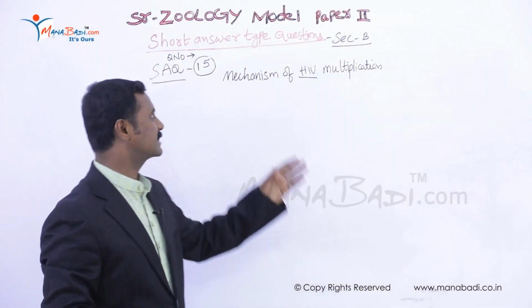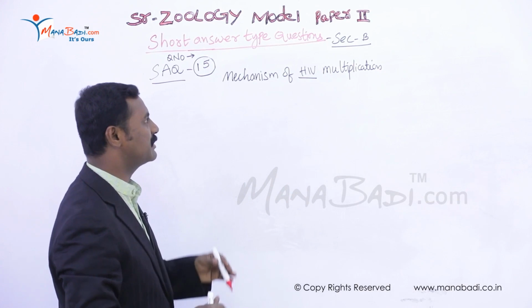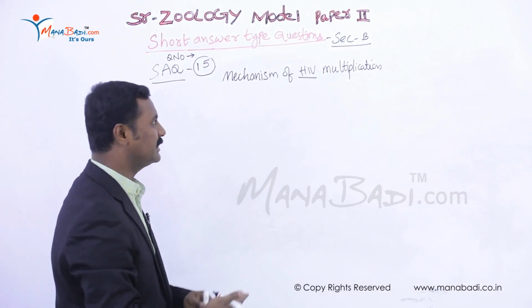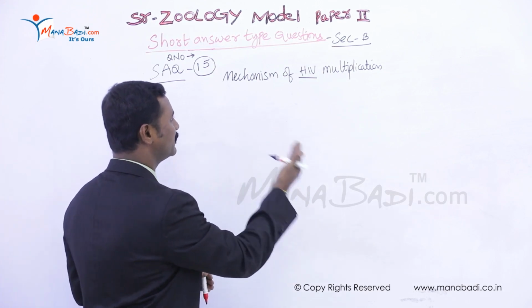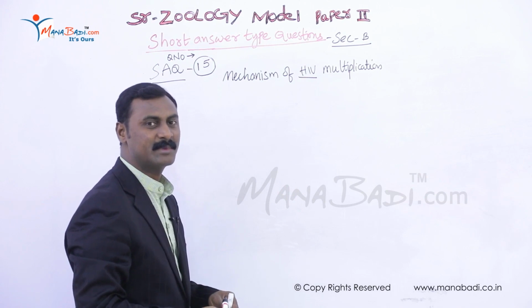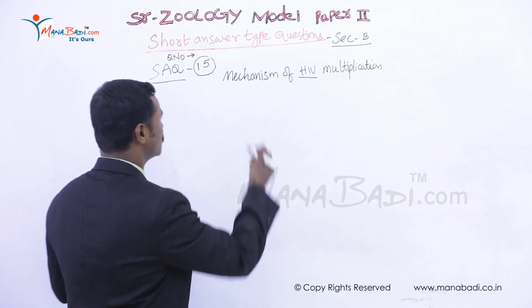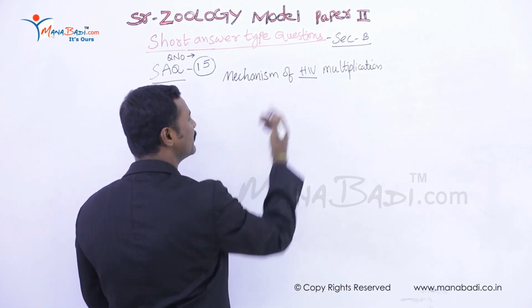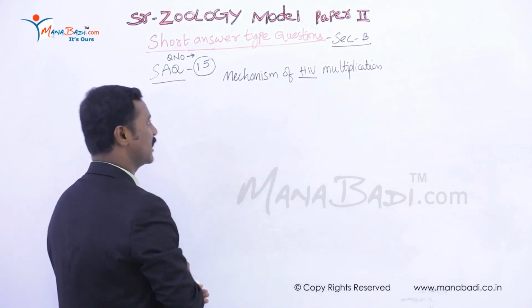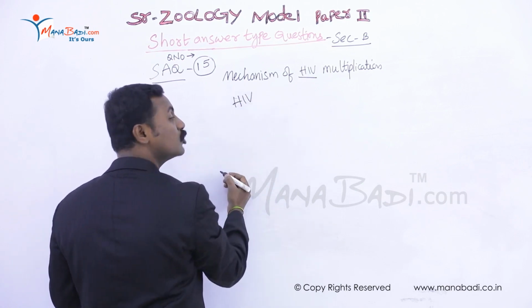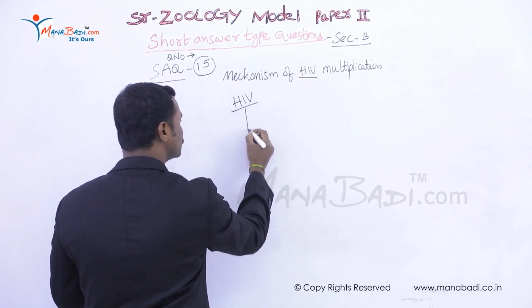Okay students, let us discuss another question, that is the mechanism of HIV multiplication and how it leads to AIDS. It's a very popular disease nowadays, and a lot of awareness is created by the government now. So what is the action which is going to take place in our body, especially by the HIV virus? We will see now.